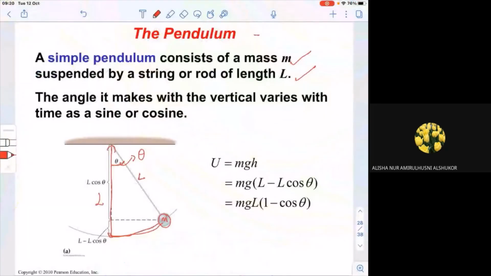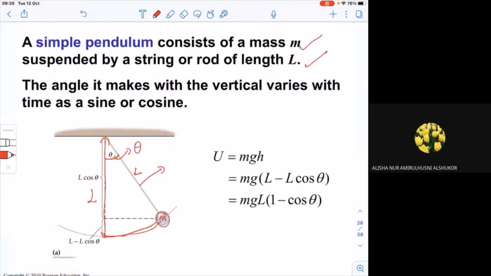Okay, so we stop here at the pendulum, where we have a simple pendulum. Of course, there is the physical pendulum that we learn afterwards, but this one is, to be precise, a simple pendulum. What is a simple pendulum? It consists of a mass suspended by a string or rod of length L.